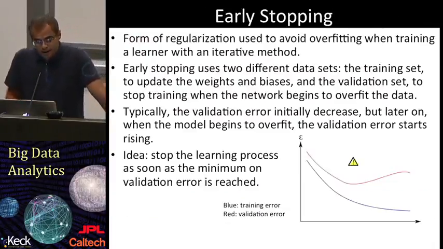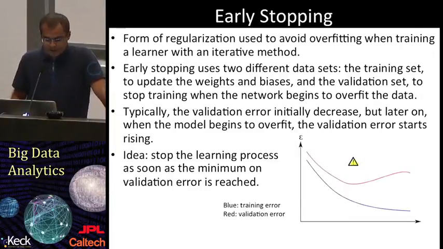Now, early stopping is a form of regularization used to avoid overfitting. In few words, we stop the training process when the maximum number of training cycles is reached or when we start seeing an increase in the validation error. That's because typically the validation error will initially decrease as the model fits the data better and better, but then start rising when the model begins to overfit. So the idea is to stop the learning as soon as the minimum validation error is achieved.